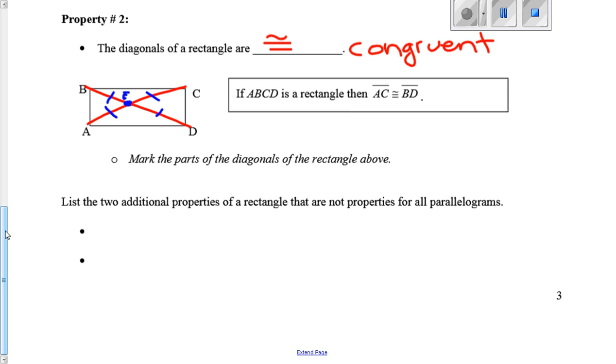All right, pause the video, please. List the 2 additional properties of a rectangle on your own. So these are things that are true for a rectangle, but not necessarily true for a parallelogram, okay? Because there are going to be other shapes that are parallelograms but aren't rectangles. Please pause the video and write them on your own.